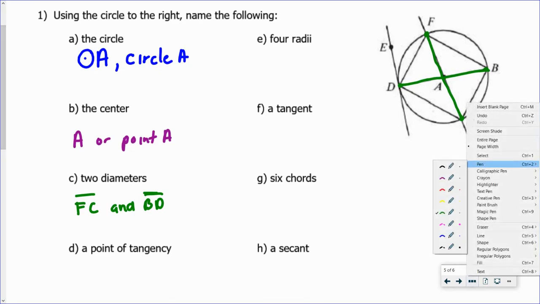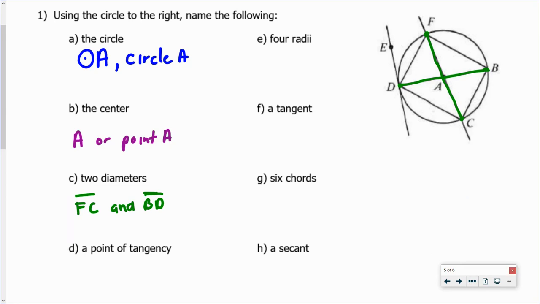If we move this down a little bit, point of tangency. So what we're looking for is a line or a segment that's intersecting circle A at one point. In this case, that point is point D. So point D is the point of tangency. So D, or we could write point D.